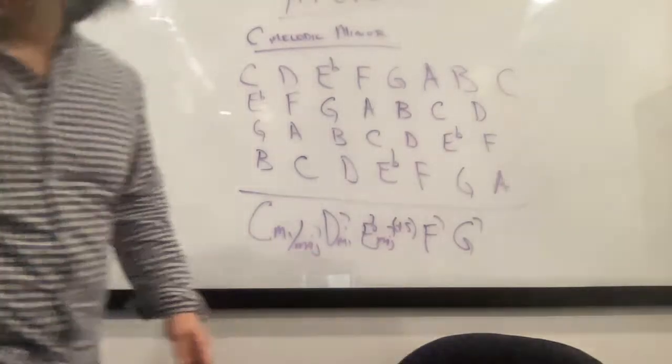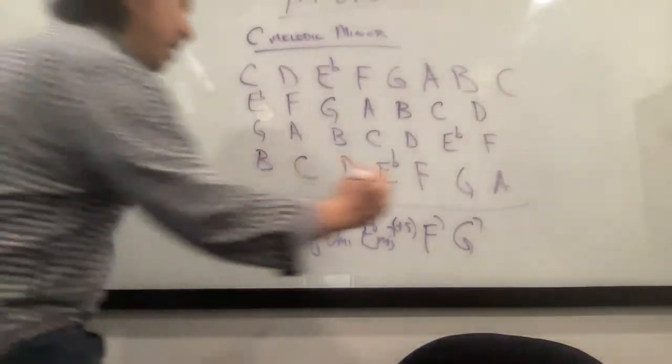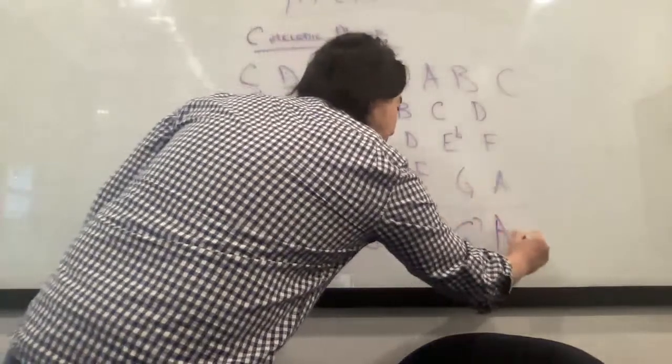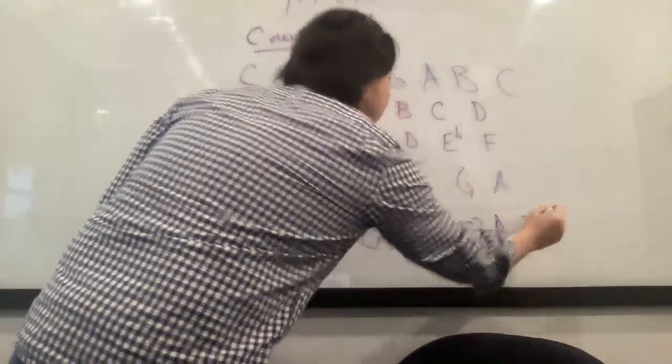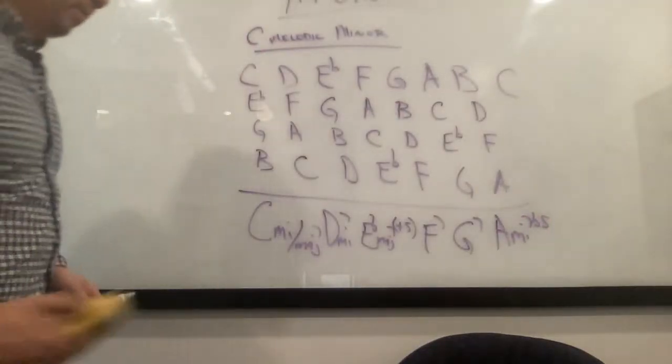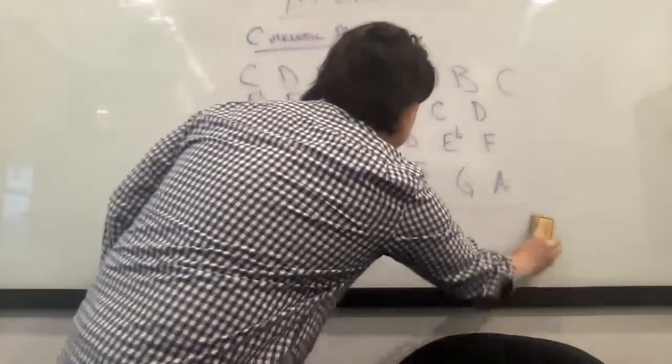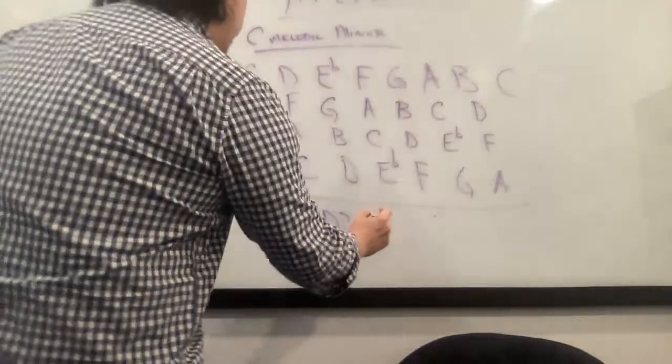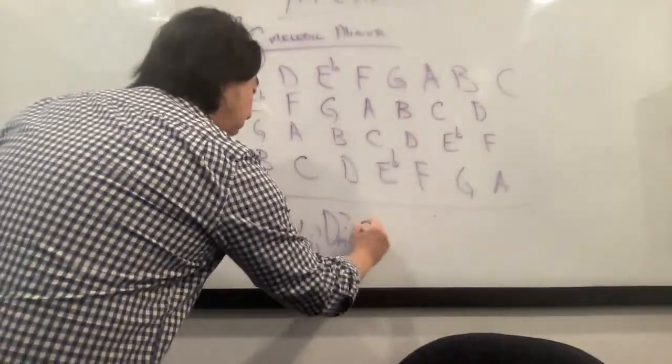Thank you, Eric. A minor 7 flat 5. Well, here's something I can do. Oh, I'm writing a little bit too big here. It's okay. Let me see what I can do. It's this guy. That was the one. This one got way off.